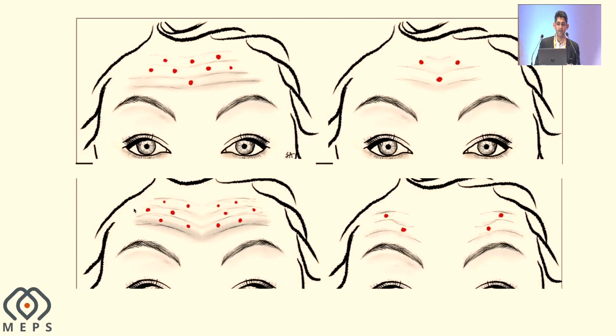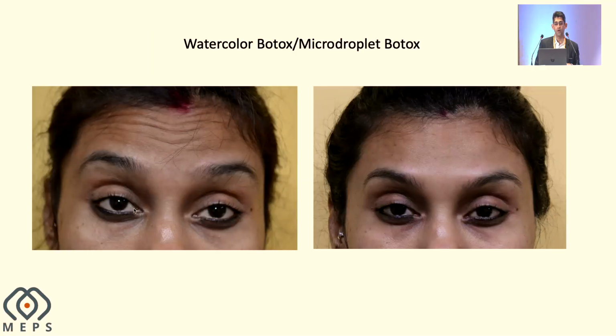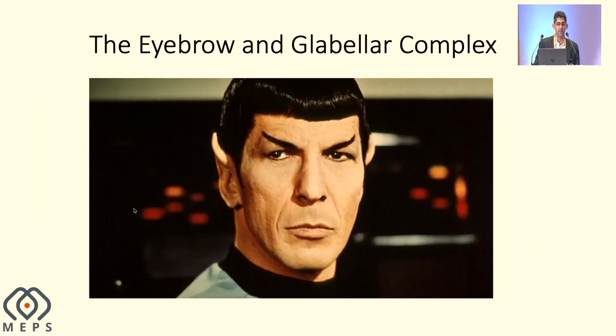In females, the patterns, depending on the frontalis anatomy, will be different and can be customized according to the patients. So as I said, in women, the usual starting dose would be around 10 to 15 units. In men, it would be around 20 to 30 units, because the muscle is bulkier than in females. And then there is a technique called microdroplet or watercolor Botox, where you dilute it 1:10. So if you're injecting 1 unit in 0.1, you inject 0.1 unit in 0.1 cc, which gives a paintbrush effect on the whole forehead region and avoids a frozen look.